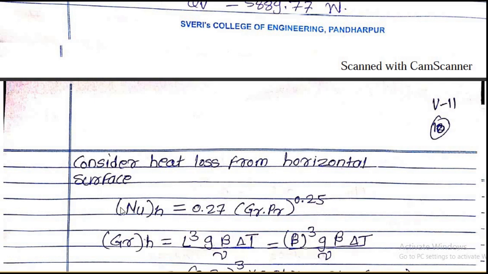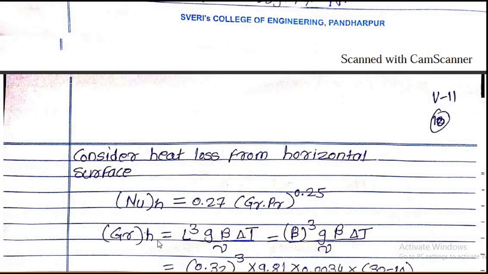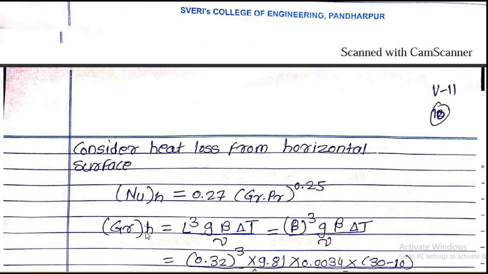Okay. Now in the same manner, consider heat loss from the horizontal surface. For the horizontal surface, the equation is provided in the problem. Only one horizontal surface is there. So Nusselt number for the horizontal surface is equal to 0.27 into bracket Grashof number multiplied by Prandtl number raised to 0.25. Now for the horizontal plate, its horizontal length will be considered as the characteristic dimension. So here we have to consider the width of that particular duct as the characteristic dimension.